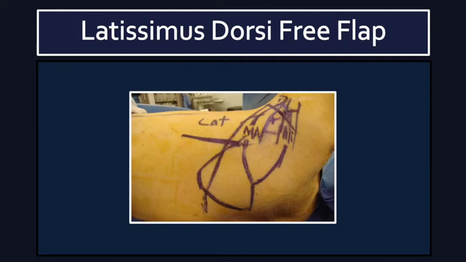However, as you can see from this photograph, the disadvantage of this flap is that the harvest requires the patient to be in the decubitus position. So simultaneous oncologic surgery and flap harvest are therefore not possible, which extends the operating room time. The surgeon marks on the patient the important landmarks, including the latissimus, the vascular pedicle, and the bony scapula.